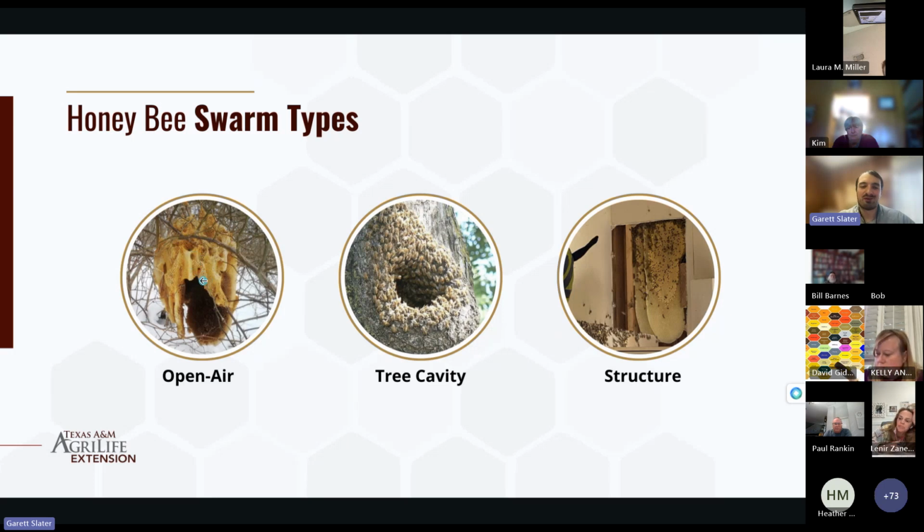branch. Like I mentioned last week, this is really undesirable for a colony because they're exposed to the environment, they're exposed to predators. Bears can easily access that and steal the honey. So this isn't a great situation for a honeybee colony. Tree cavities are a really great home for bees.